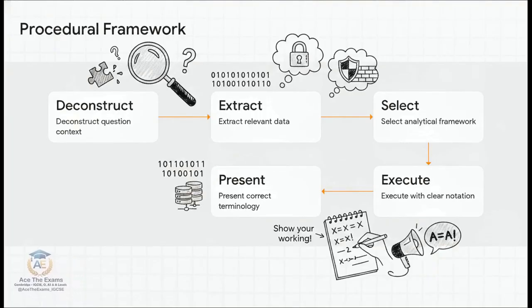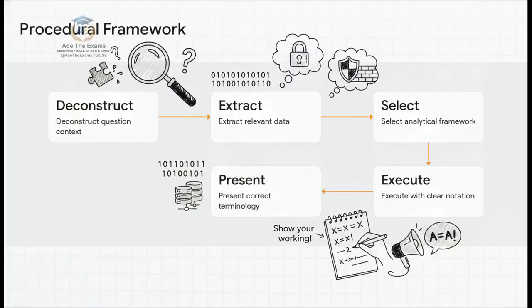Step 1, deconstruct. You need to tear the question apart. What is the command word? What is the exact context? Step 2, extract. Pull out the relevant data. Find those binary representations or the specific system constraints hidden in the prompt. Step 3, select. Choose your analytical framework. Are we evaluating an encryption method, or are we looking at physical system security?